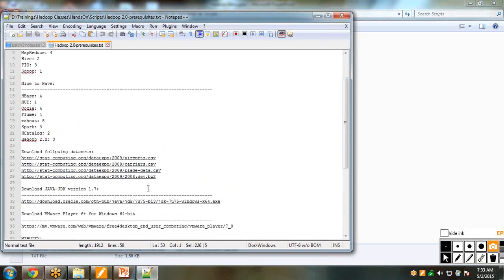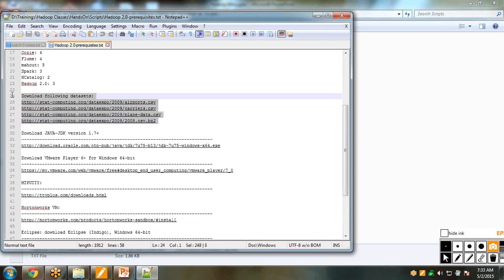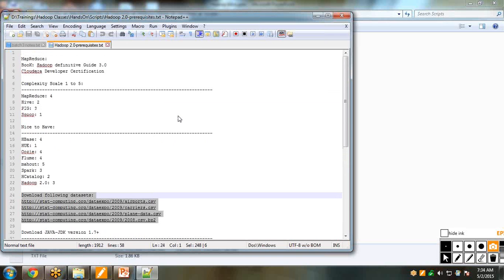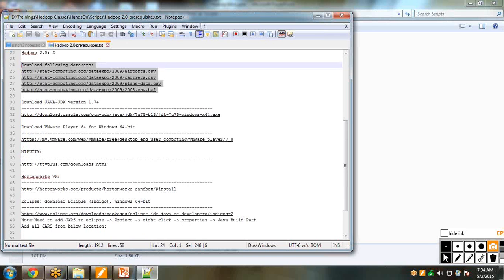Also download the data sets, because these are the ones we will be using in the coming classes. These are decent data sets. You can play around with them easily. I'll share this with you.